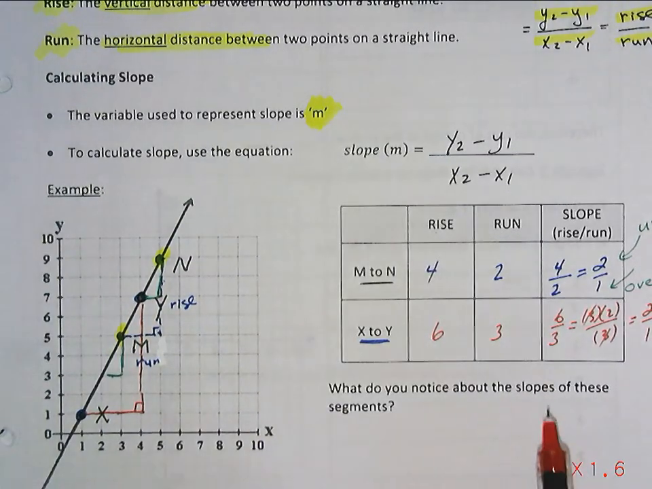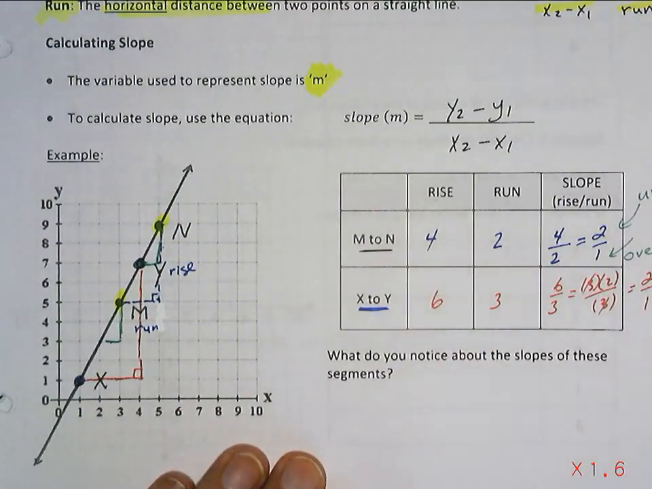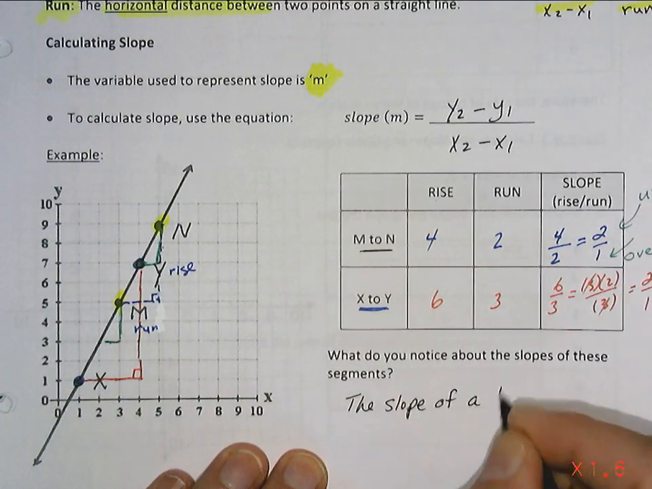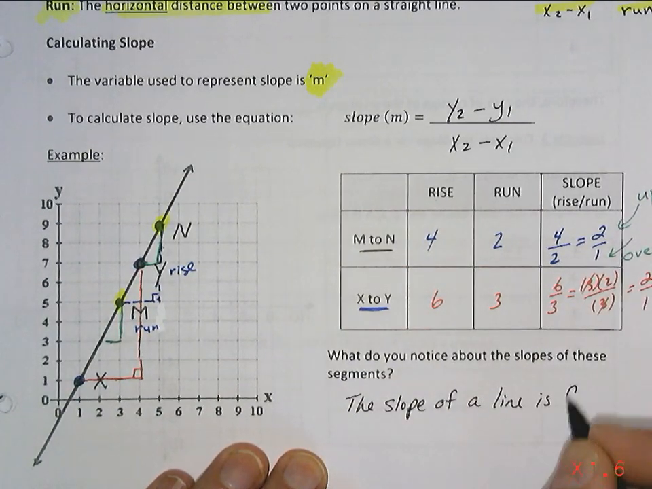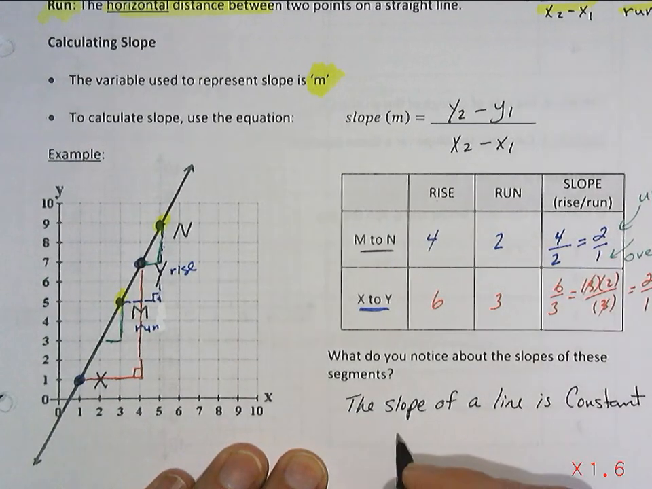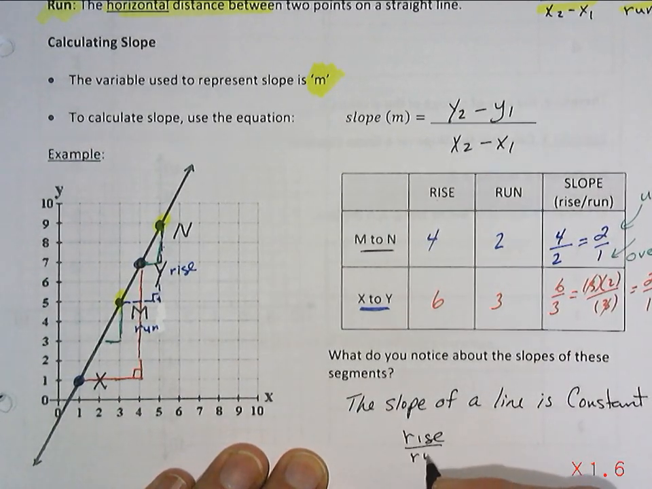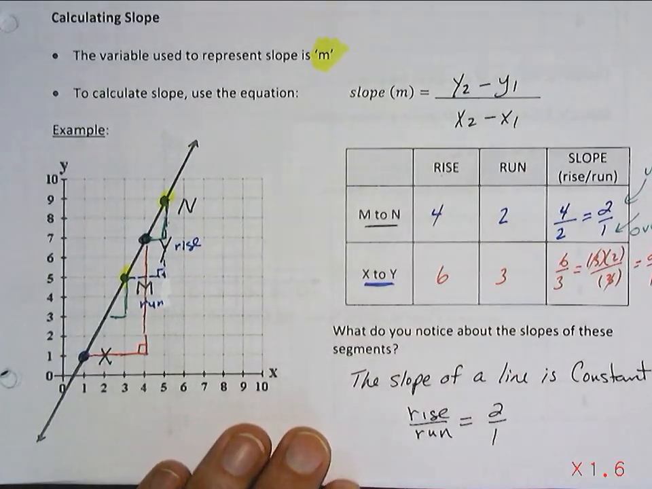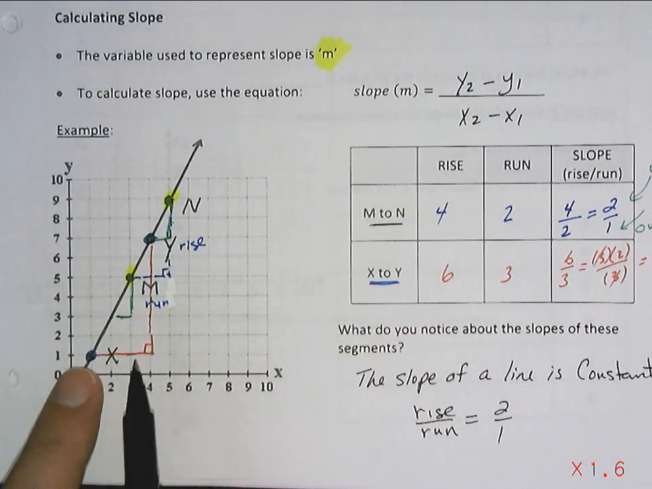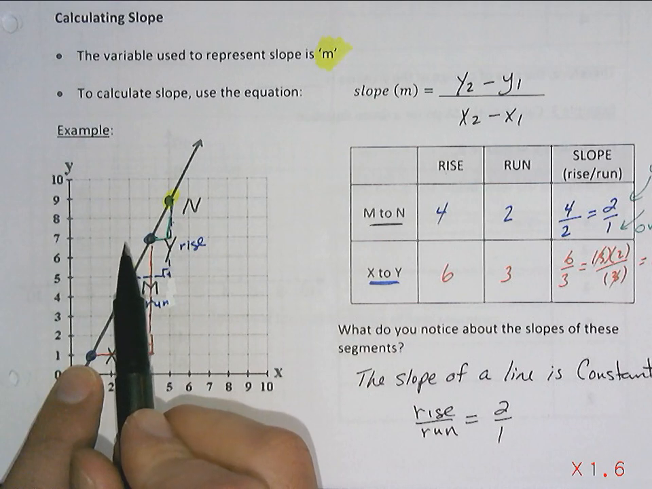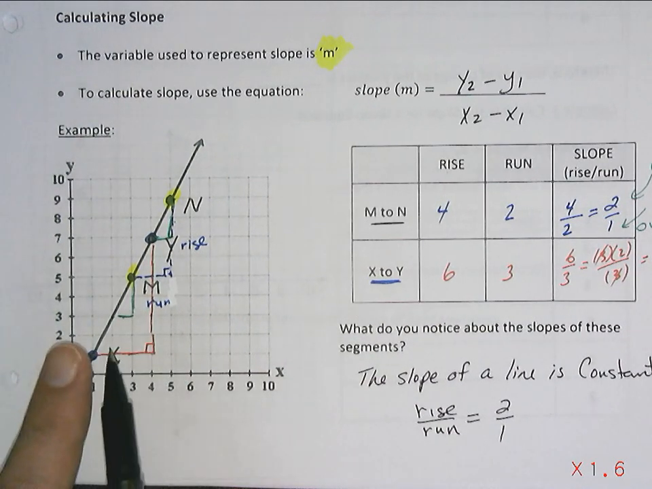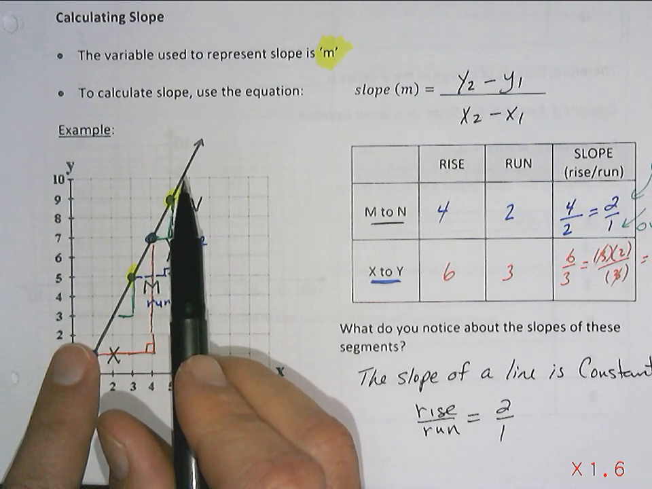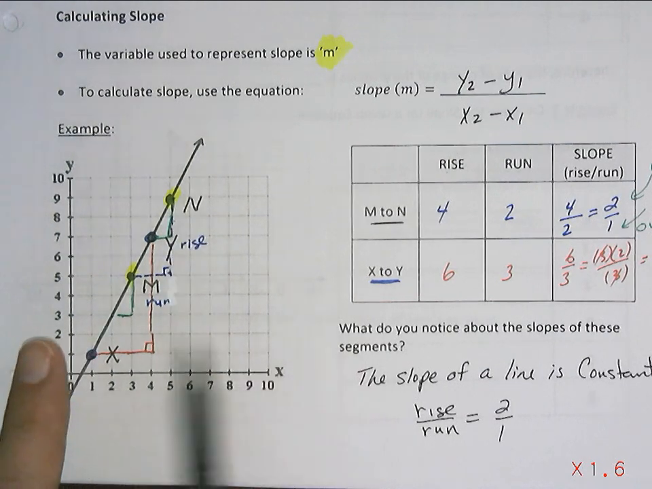So what do you notice about the slopes of these segments? We notice that the slope of a line is constant. So the ratio of rise over run everywhere on this line, everywhere, will be equal to 2 over 1. Now if I don't go over 1, if I go over 2, how high should I go up? 4. If I don't go over 1, if I go over 5, how high should I go up? 10. Over 1, up 2.